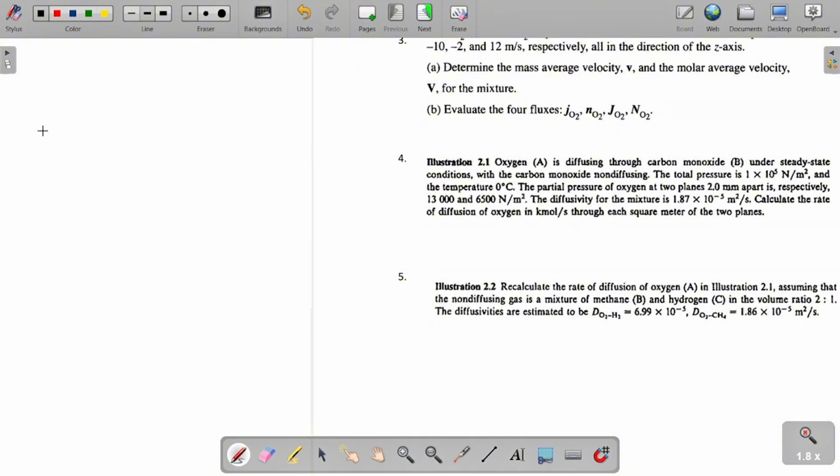So based on this one, NA becomes the DAB, which is 1.87 times 10 to the power minus 5. Then the total pressure is 10 to the power 5, divided by, so here is 8314 times 273.